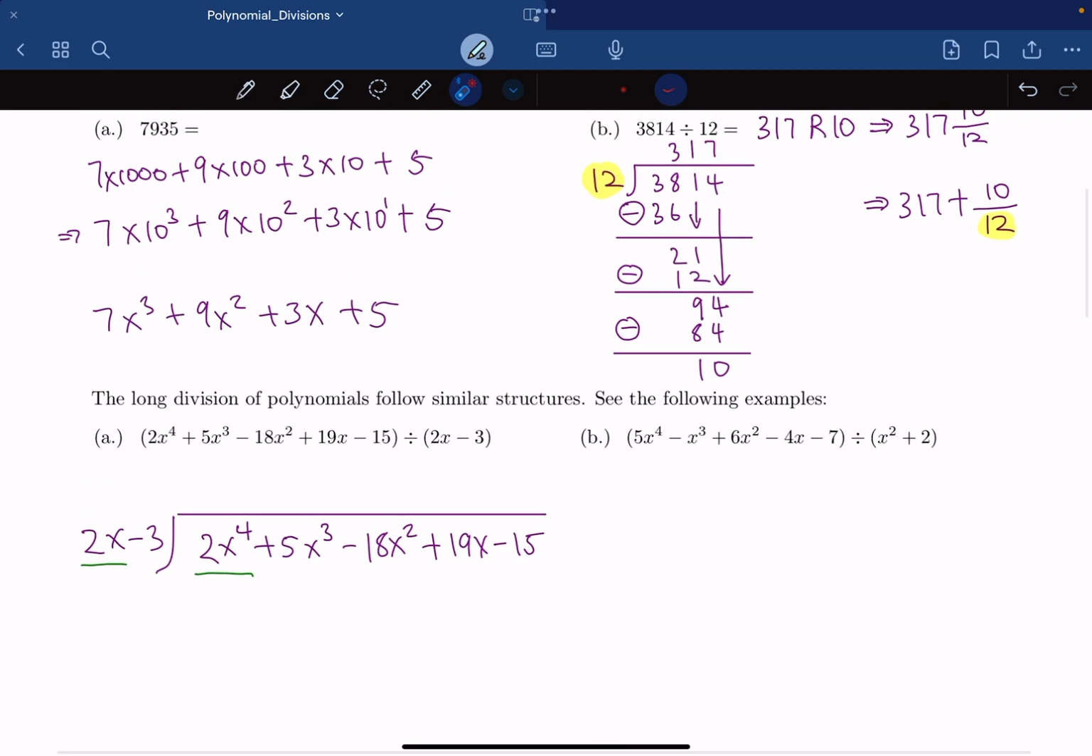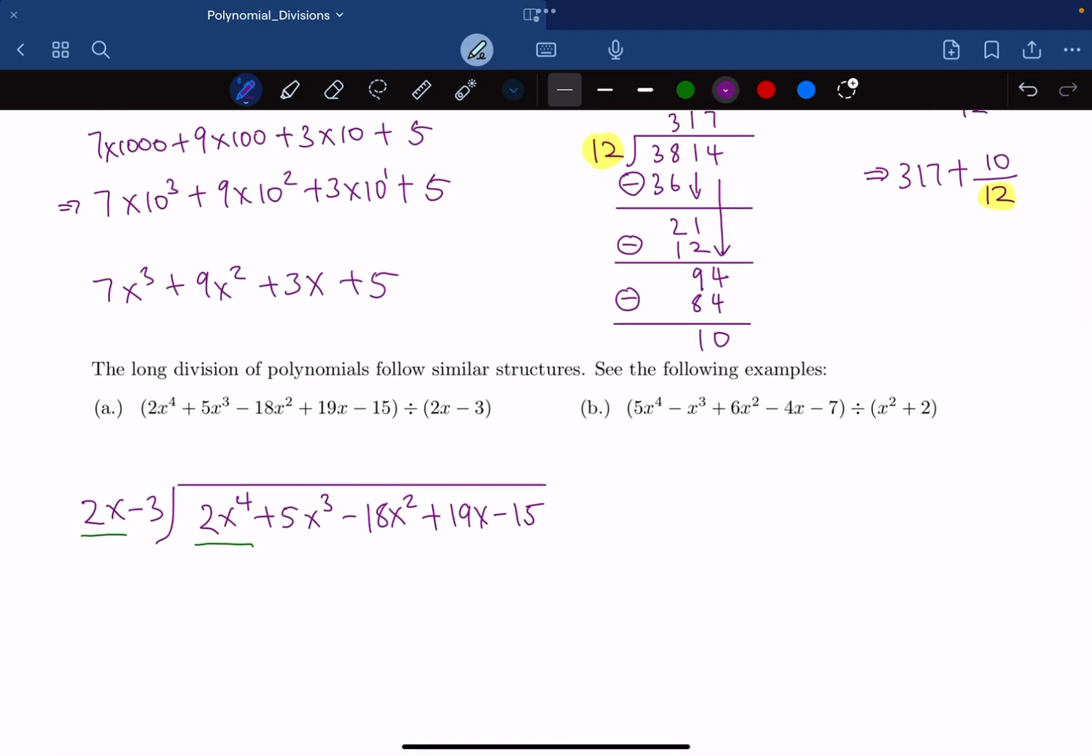That's essentially how we ask ourselves back here, right? What do I need to multiply 12 by to get as close to 36 as possible? It's the same idea. So here, I know I need to multiply by x cubed.